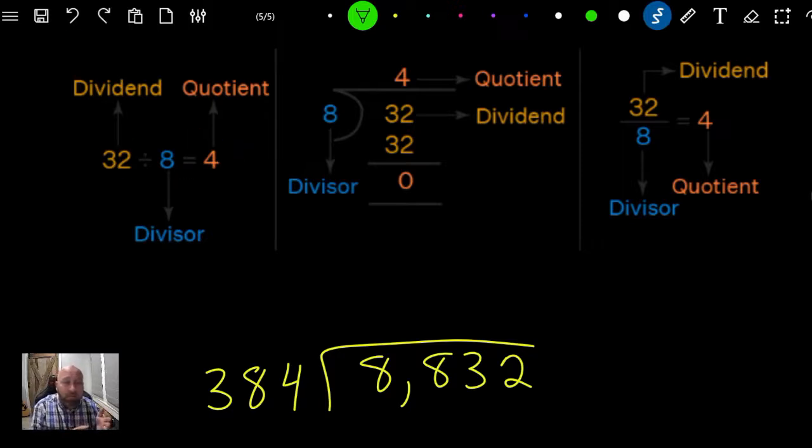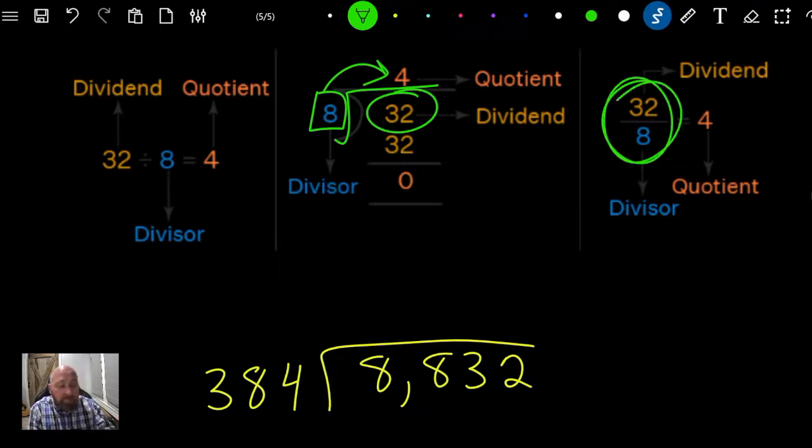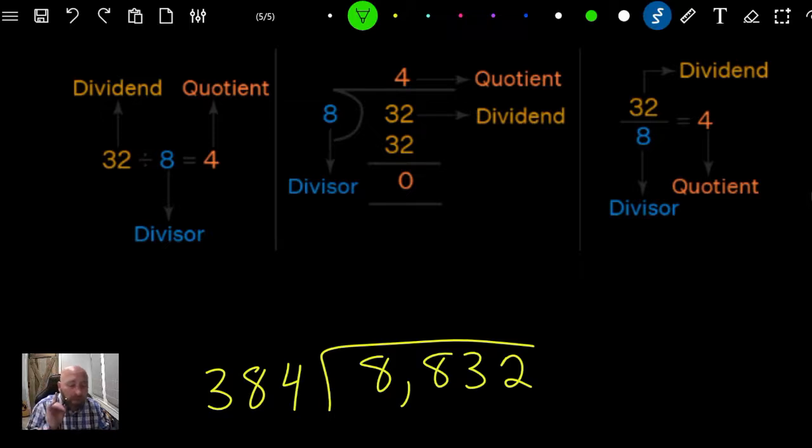So I have 32 divided by 8 equals 4. Maybe you're used to seeing it like this. So you have 32 divided by 8 equals 4. Or you also can have fractions, right? So fractions are division problems. So in this fraction, you have 32 divided by 8 equals 4. Now in any of these cases, remember, you can't switch them around.